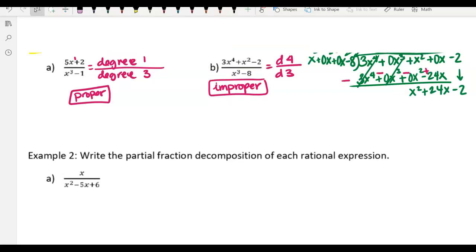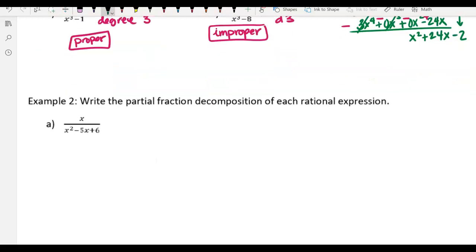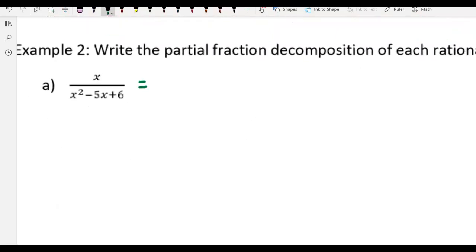Katie, help us read the instruction for example 2, please. Write the partial fraction decomposition of each rational expression. Perfect. So guys, before you go in and give me the fractions that add up to this, start with factoring everything out. Can we factor out the denominator? Is it factorable? Yes. Michael, what are the factors?